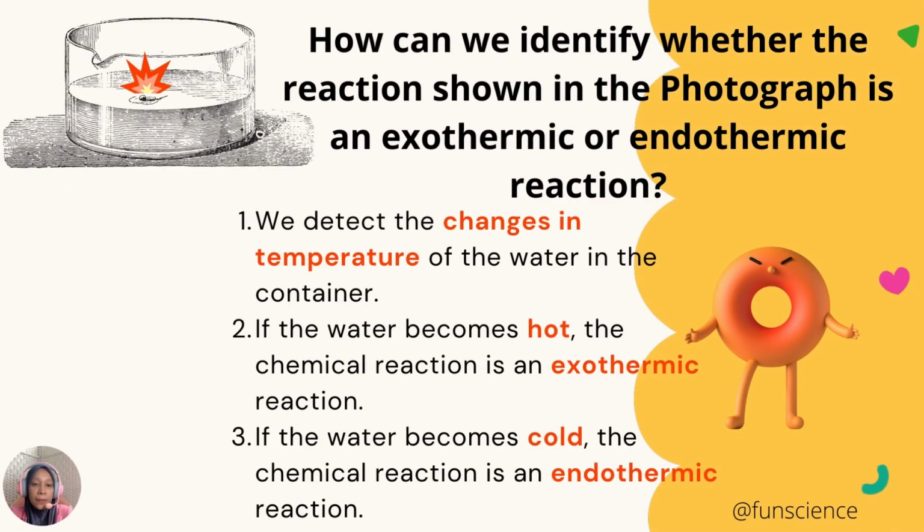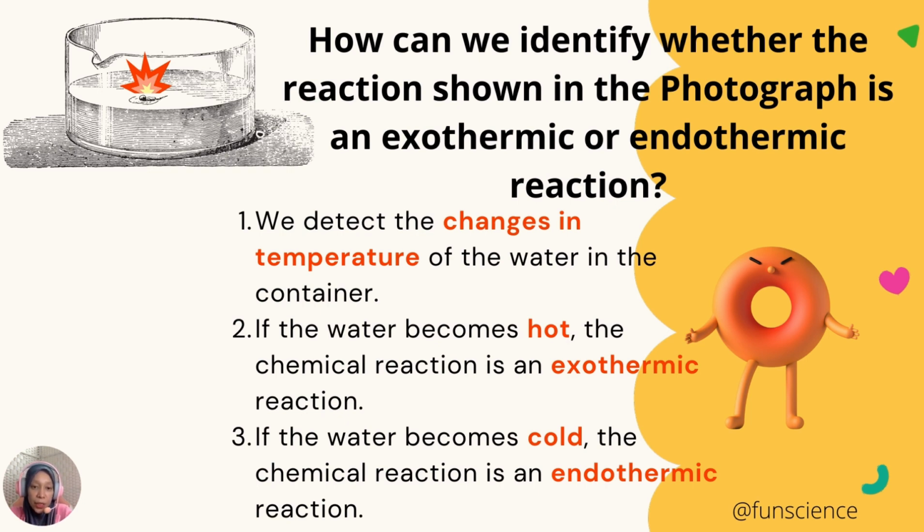Alright. So, next, how can we identify whether the reaction shown in the photograph here is an exothermic reaction or an endothermic reaction? We detect the changes in temperature of the water in the container. This water actually acts as the surrounding. If there is a chemical reaction occurring here, we will observe what happened to the water temperature. We detect the changes in the temperature of the water.